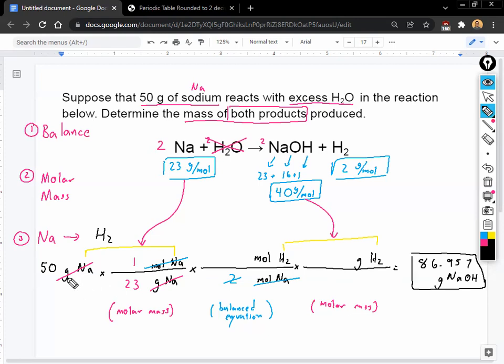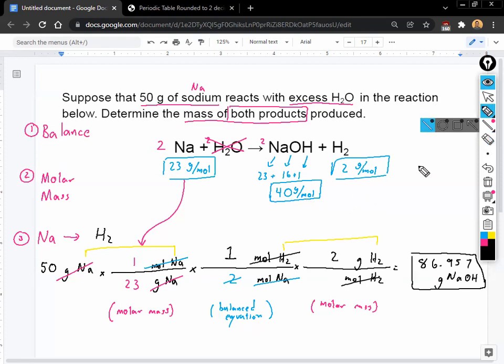grams of H2 on the top. That way we still have gamma. We put moles of H2 on the bottom so they can cancel out. And then for the second fraction, balance the equation. H2 has a 1 in front of it, so we put a 1 here. And then the molar mass is 2, so we just put a 2 there.